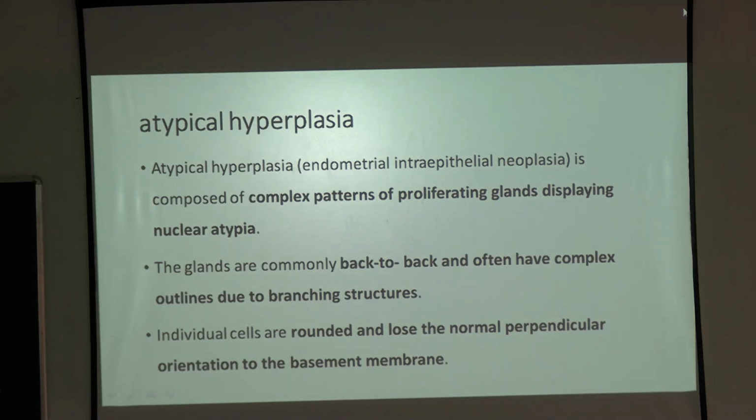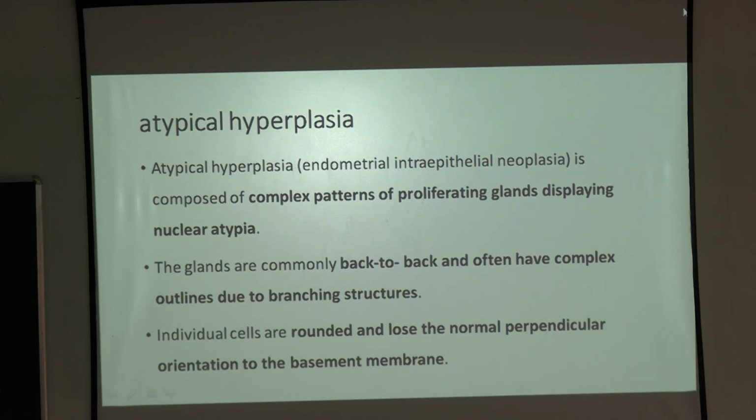Now atypical hyperplasia. Complex pattern of proliferating glands display nuclear atypia. The glands are commonly back-to-back and often have complex outlines due to branching structure. ওখানেও back-to-back ছিল typically, কিন্তু এখানে back-to-back gland arrangement will be more and complex outline due to branching structure, মানে ওই গ্ল্যান্ডগুলোর মধ্যে ব্রাঞ্চিং থাকবে, more branching, more complex. তো এখানে কনফিউশন হতে পারে with carcinoma, endometrial carcinoma সঙ্গে confusion হতে পারে.